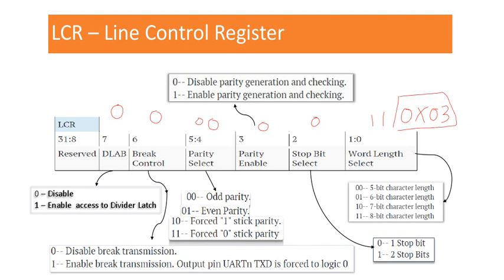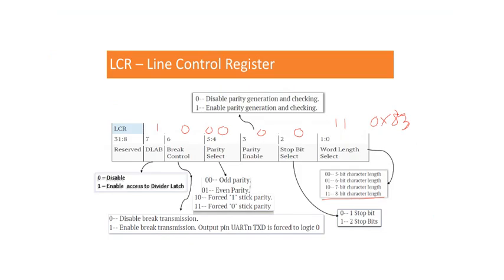So this is what we are going to use. First we are going to set the baud rate. To set the baud rate, we first write the value 0x83 to LCR. Once we have given the values at DLL and DLM, we are going to change the same register to the value 0x03.